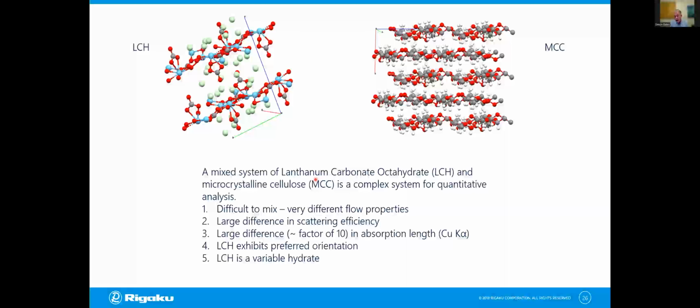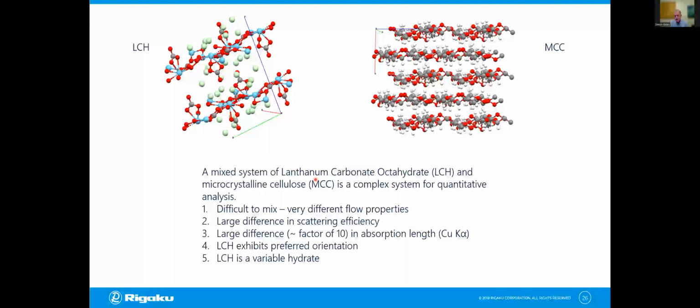So in that case, even though you may have just a small amount of lanthanum carbonate in there, if it's all on the surface, then you'll measure that to be 100% lanthanum carbonate with no cellulose. So it has those additional complexities, which is called microabsorption. The lanthanum carbonate exhibits strong preferred orientation. So depending on the pressure you use and the amount of it used in the mixture, you're going to get very, very different responses. And it's also a variable hydrate, just to make it even worse.